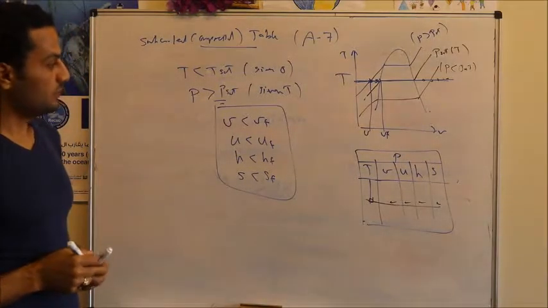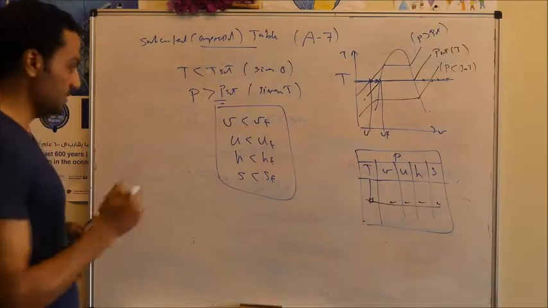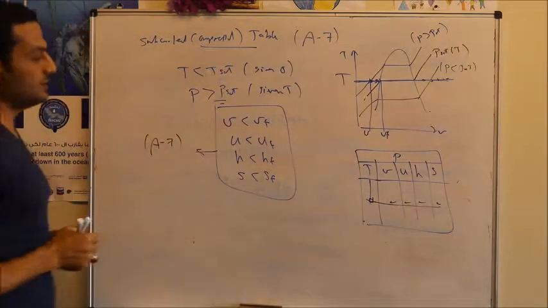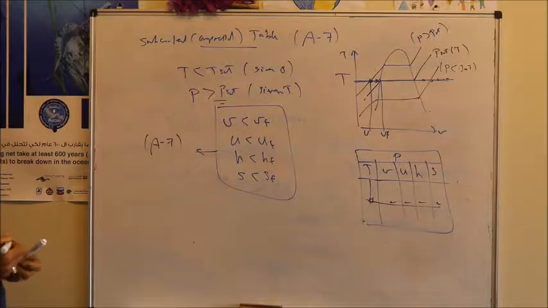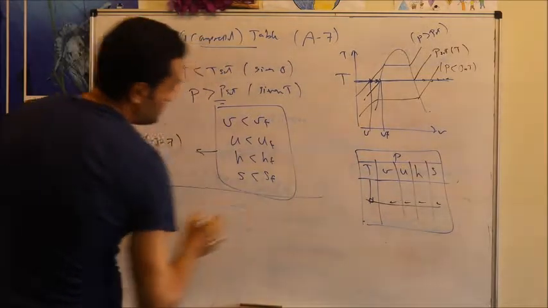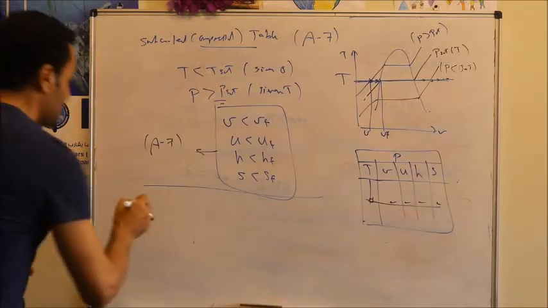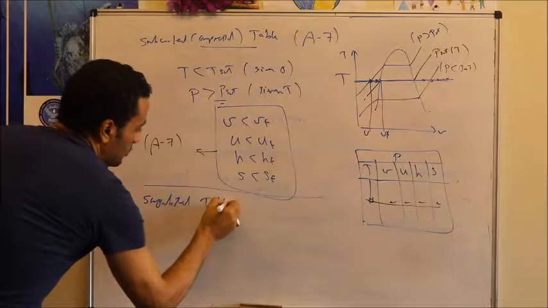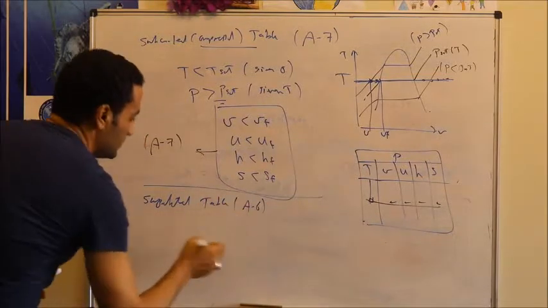This is in case we are in the subcooled region. In this case, as we said, we have to use table A7. Then there is the superheated zone, which is the table we are left with, the superheated table, which is table A6.